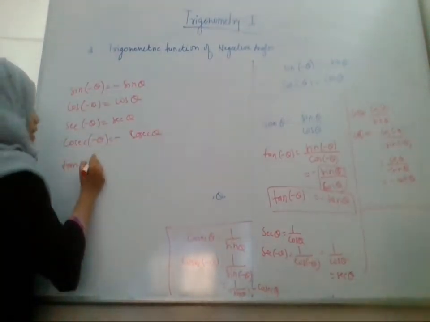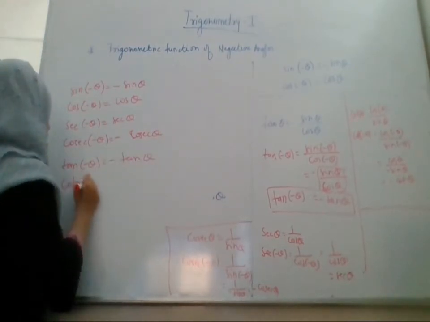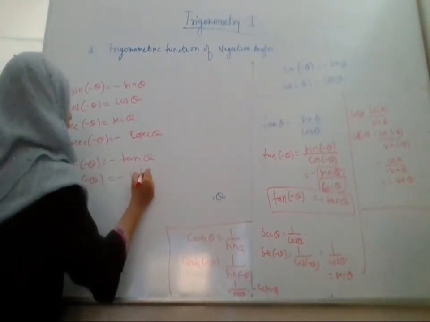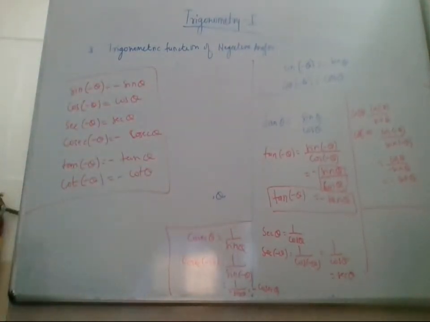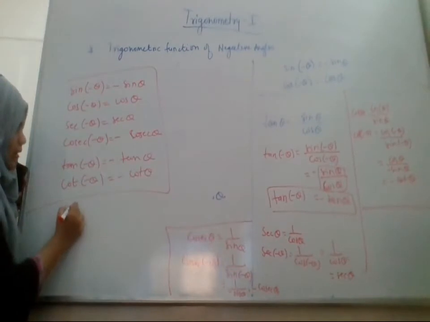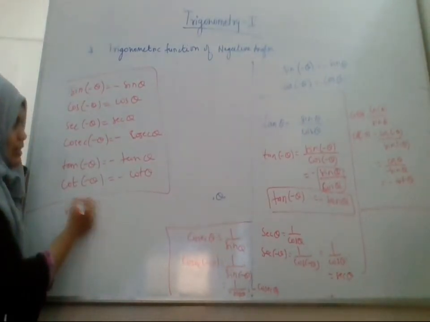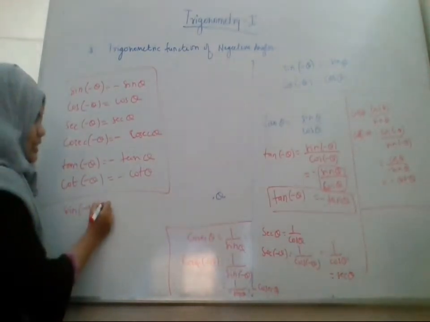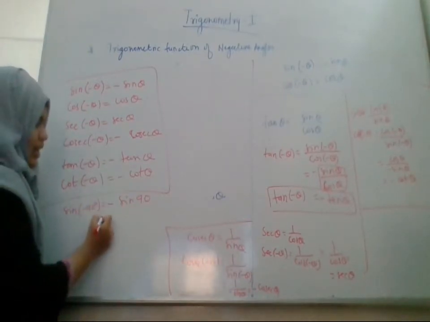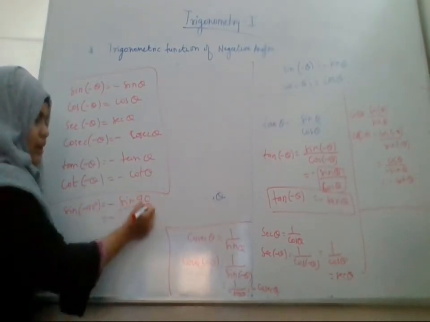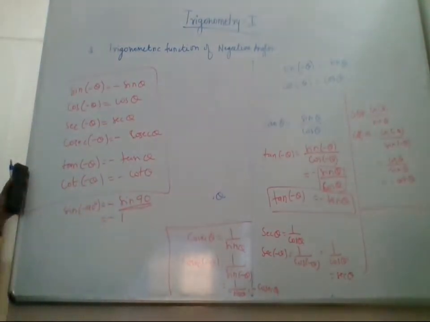Tan minus theta will be minus tan theta, and cot minus theta will be minus cot theta. So if I ask you what is sine minus 90? Sine minus 90 is the same as minus sine 90. Take the minus sign out. But you know that the value of sine 90 is 1, so the value of minus sine 90 is minus 1.